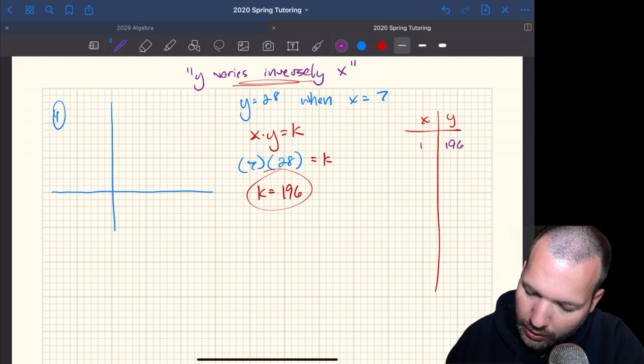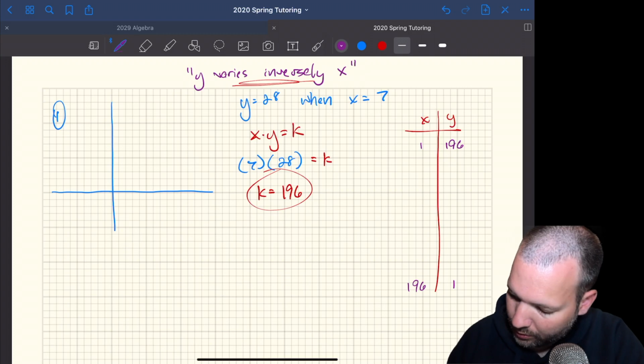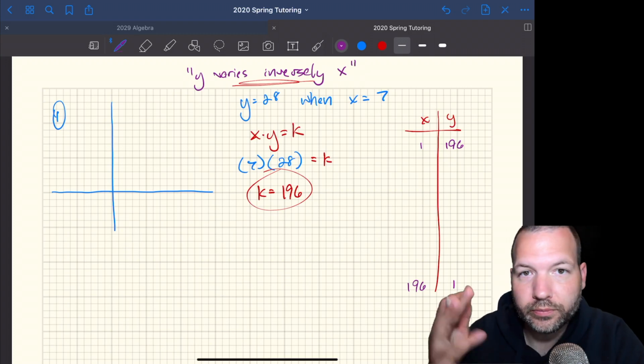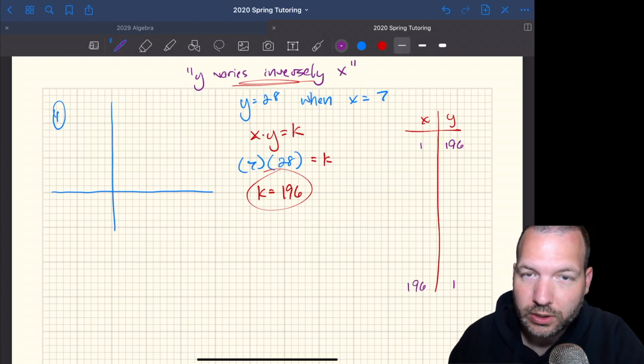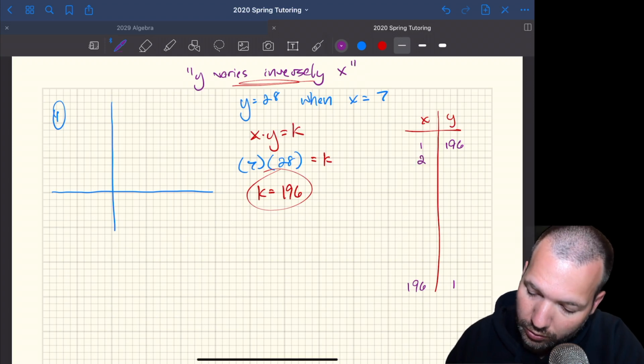196: 1 and 196. And of course, these are symmetric, or we can flip them around because multiplication is commutative. 2 and 98, 98 and 2. 3 will not go in. 4 will. It's 4 times 49, or 49 times 4. 5 will not. 6 will not.